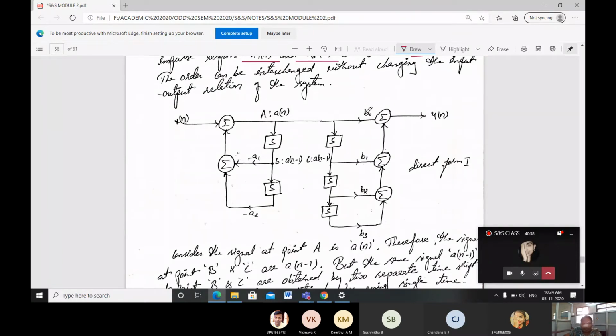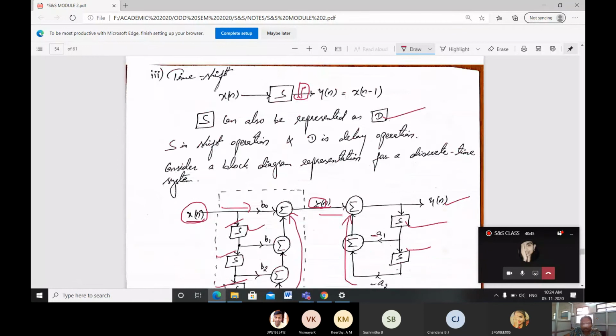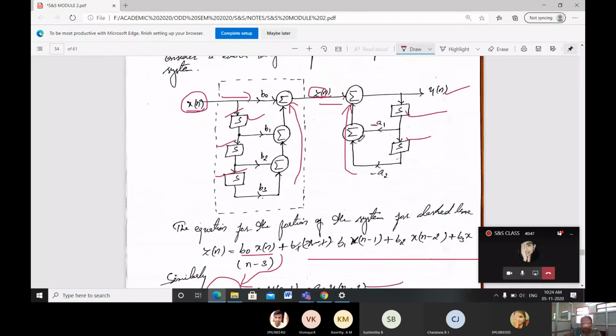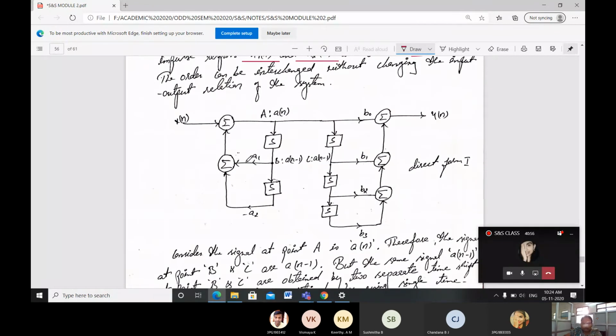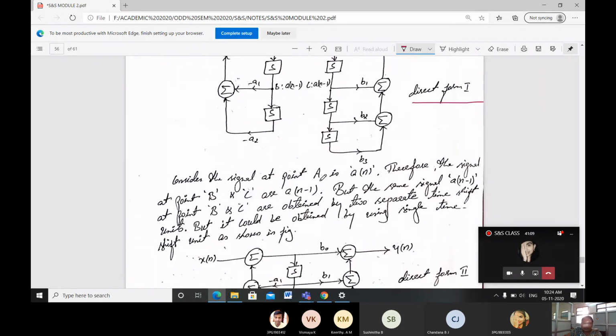Observe here, this x of n signal summation. With this diagram you just go through. Instead of taking it here, I'm interchanging these two, interchanged fully. Minus a1, minus a2, b0, b1, b2, b3. This is the form we call direct form 1.